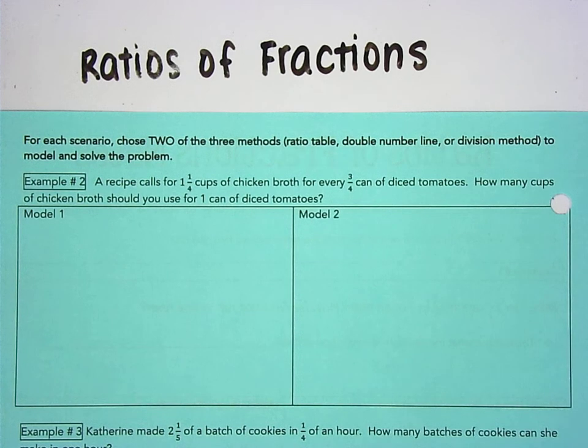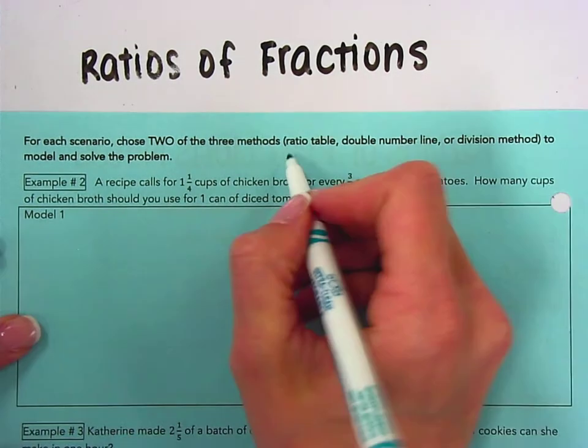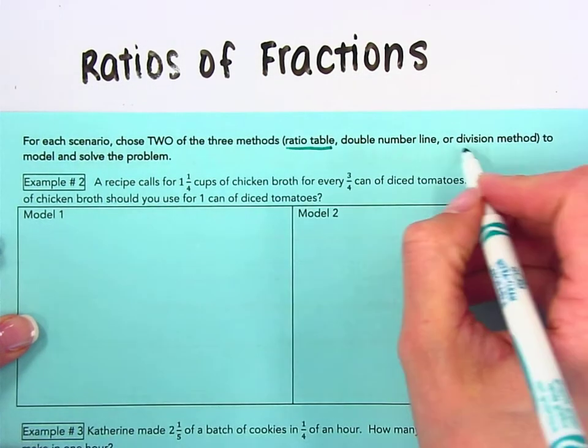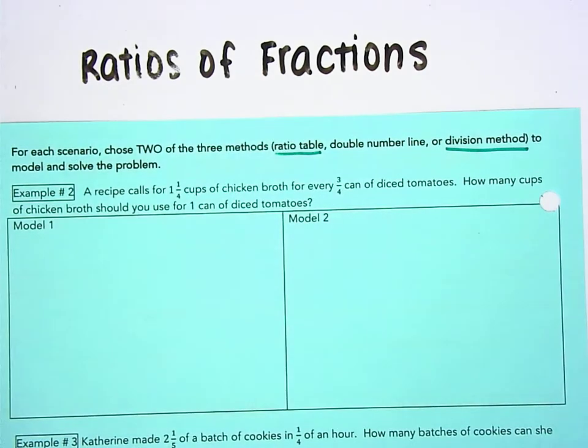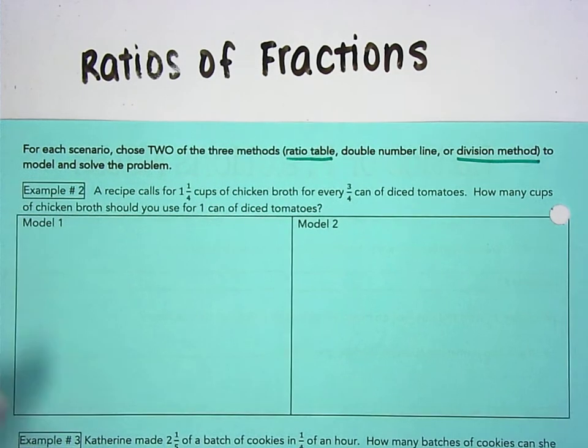We're going to take a look at ratios of fractions and specifically unit rate of fractions. I'm going to go over the two models that are most commonly used, which are the ratio table model and the division method. We're going to look at example 2, which is: a recipe calls for 1 1/4 cups of chicken broth for every 3/4 cans of diced tomatoes. How many cups of chicken broth should you use for 1 can of diced tomatoes?